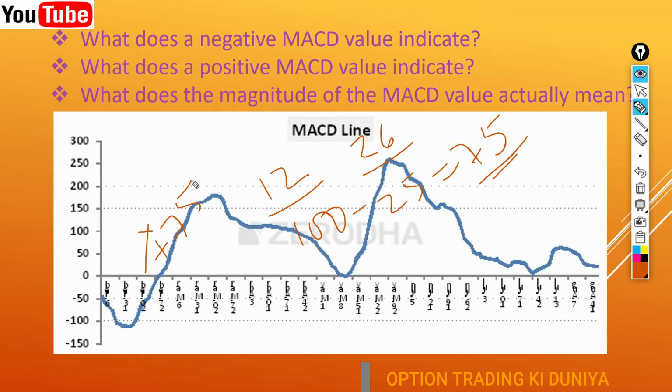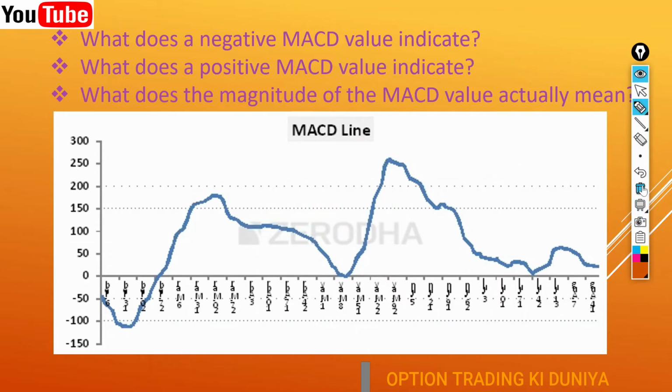What about the magnitude? The higher the positive MACD, the more strength. Higher in terms of negativity means more weakness in the market or the stock. So let me proceed further.